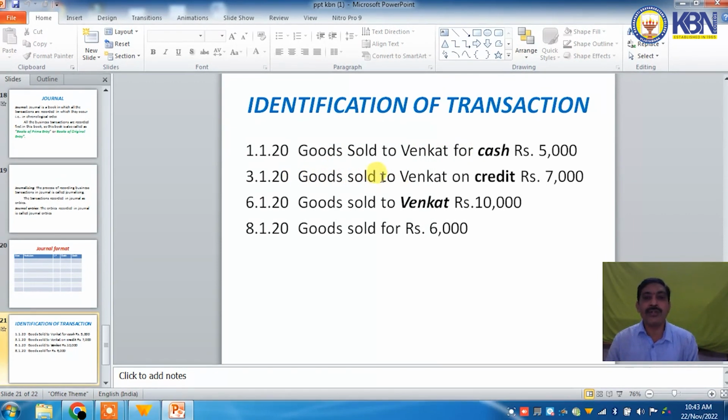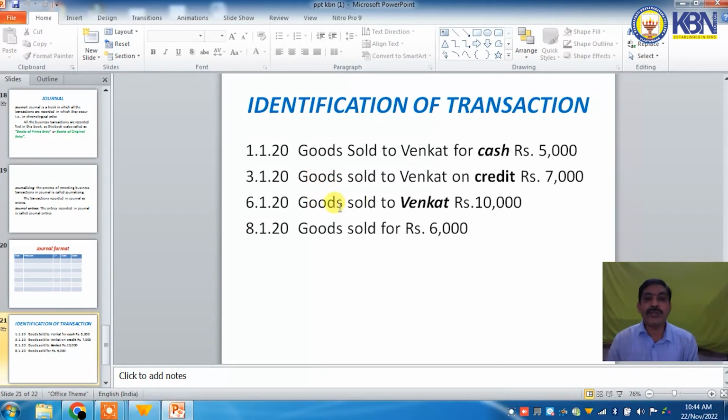Then next, goods sold to Venkat on credit. It is clearly mentioned that it is a credit transaction. Which accounts are involved in this transaction? Goods, a real account, and Venkat, a personal account. So one account is debit and another is credit. First one, goods. When goods are sold, goods are an outgoing benefit. Venkat is a personal account, and is the receiver. When goods are sold to Venkat, Venkat is the receiver. So Venkat account debtor, because for a personal account, debit the receiver. So Venkat account debtor to sales account.